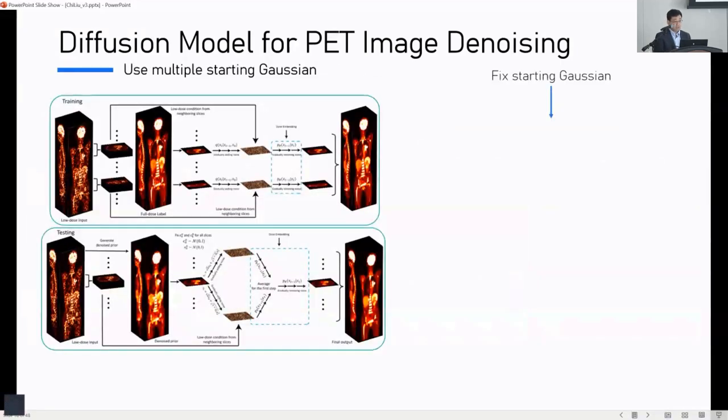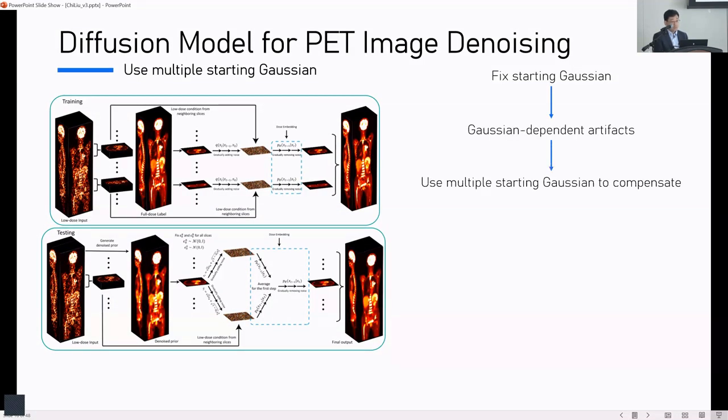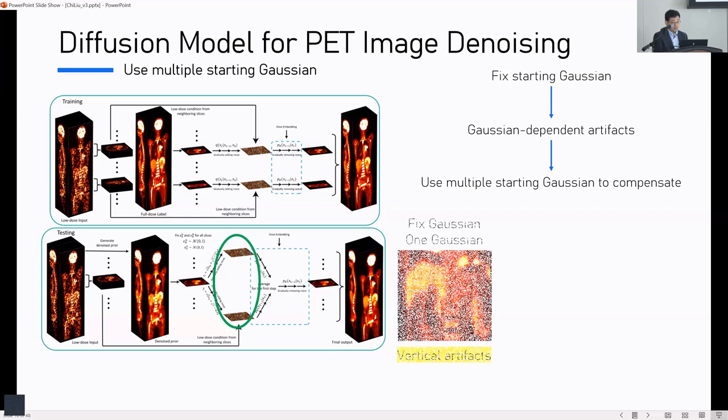And the last step is, when we have a fixed starting Gaussian noise, sometimes we also see Gaussian-dependent artifacts. So we try starting with multiple Gaussians to compensate for that. Here are some examples. If we fix the Gaussian, we no longer see the axial slice inconsistency, but we see some vertical slice artifact by using just one Gaussian starting point.